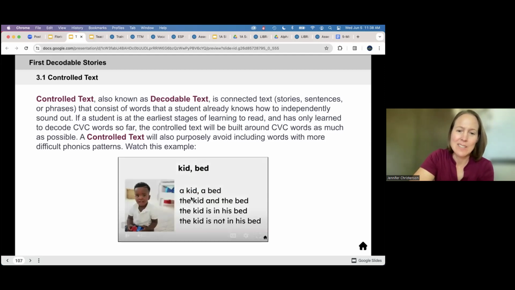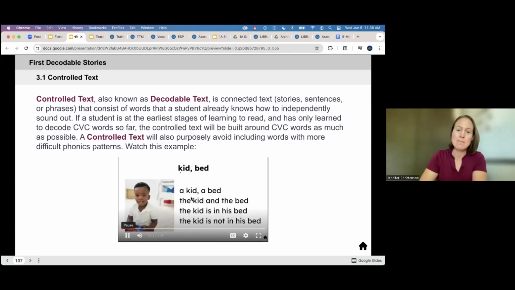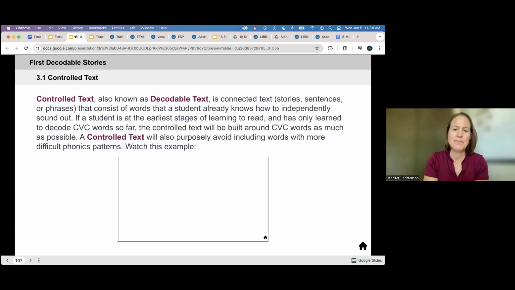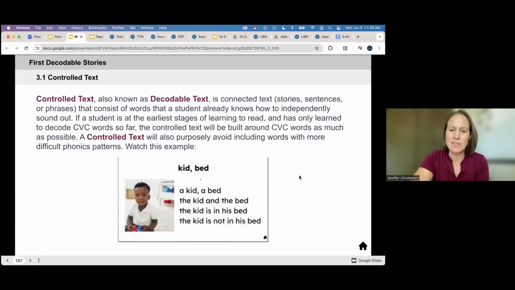So here, let's watch. Read the story again. So here's the first, the title. The first line is the title. Kid, bed, good. A kid, and bed. The kid. And the bed. The kid is in his bed. The kid is not in his bed. Excellent. Okay, and okay, read the story.